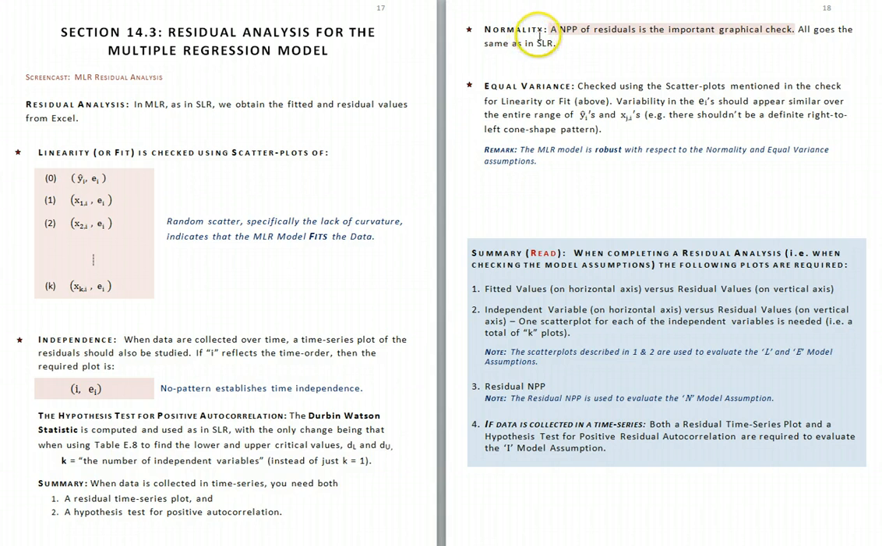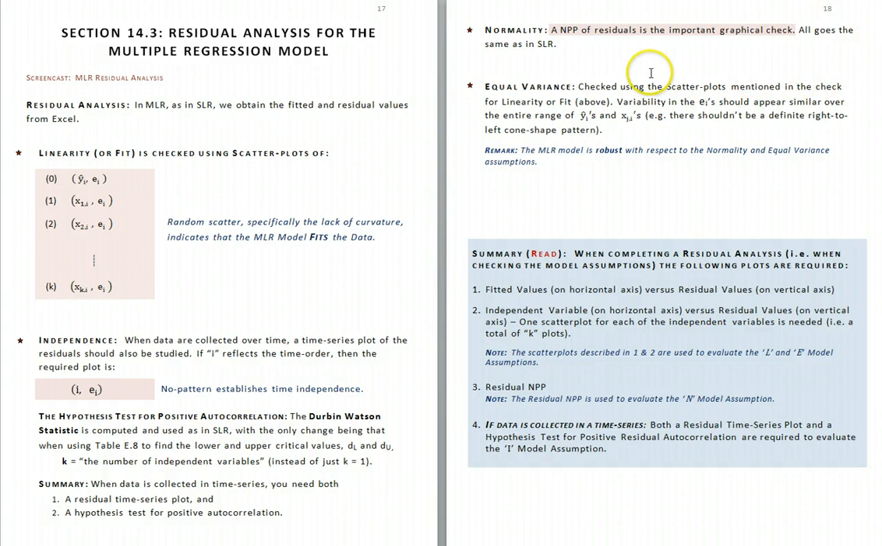The normality assumption is checked with a normal probability plot constructed exactly as in simple linear regression. If the normal probability plot appears as an approximate straight line, then the normality assumption is considered satisfied. Checking the equal variance assumption uses the same scatterplots as we use for linearity. If those scatterplots again appear as random scatter, specifically in this case a lack of cone shape, then we conclude the equal variance assumption is satisfied.